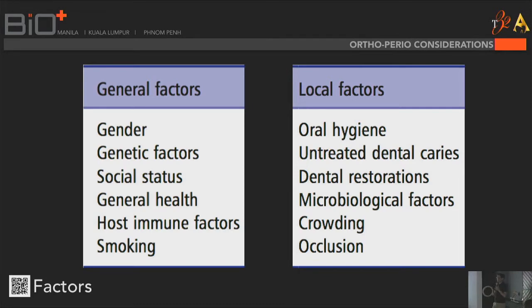Now, smoking is indirectly related, but it's a factor, okay? It's indirectly related. It's more of the interleukin production, which would cause the deterioration of the bone. Okay, so for the local factors, you have oral hygiene, of course, untreated dental caries.